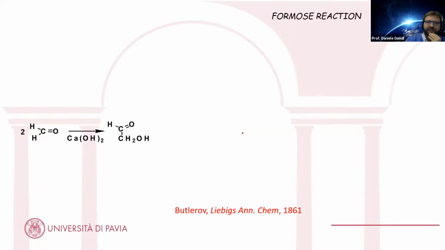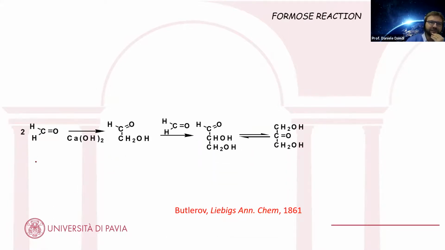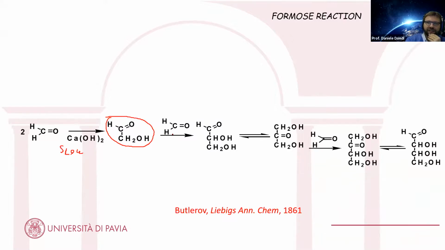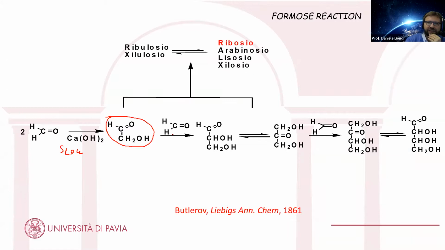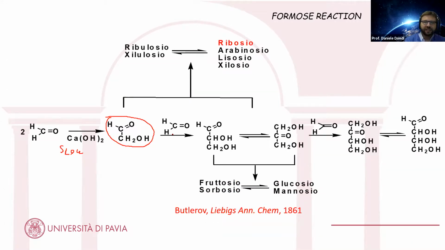How is it possible? It starts from a slow reaction. The formation of this is quite slow. Starting from this, which is called glyceraldehyde, the reaction proceeds faster. And what you see with this reaction is that you can create many sugars. You create all the possible isomers, because there is no stereogenic control in this reaction. Later, someone tried to make some stereochemical control, but here it's all random.